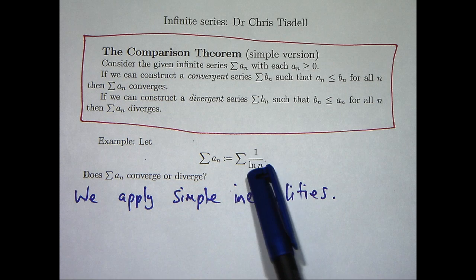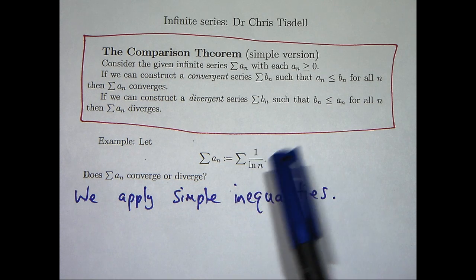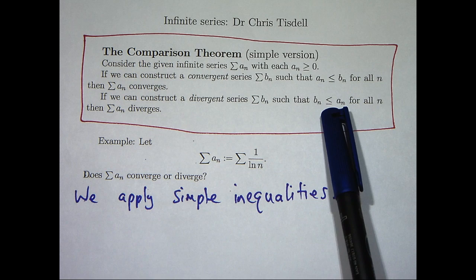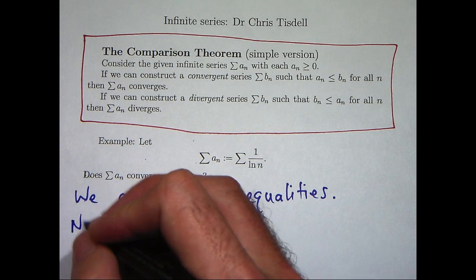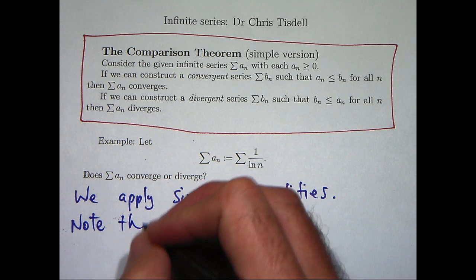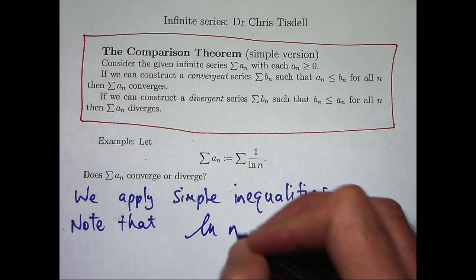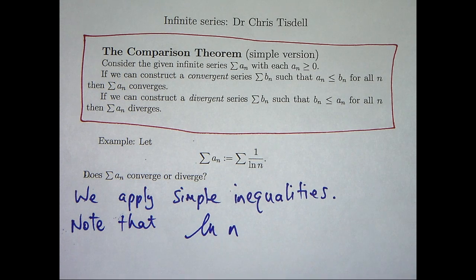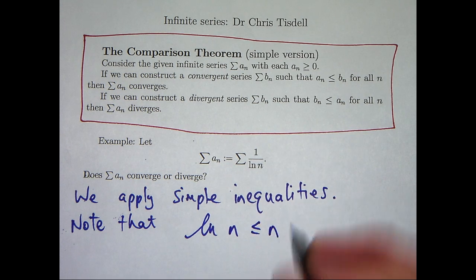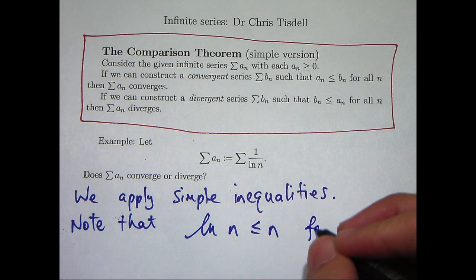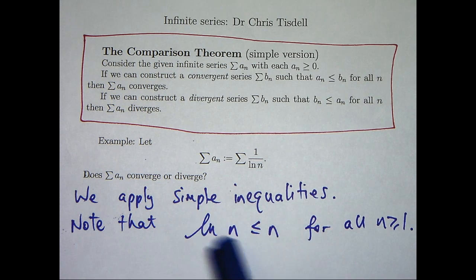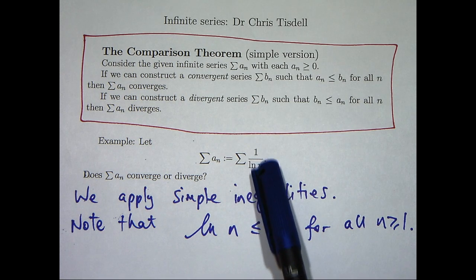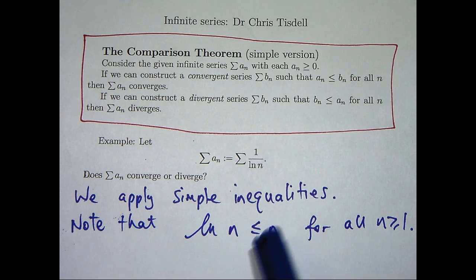And the question is, what kind of inequalities are we going to use here? That inequality will come up with something like this or something like this. Right, so let's look at log n. What simple inequalities do we know for log n? Well, a simple inequality is the following: log n is less than or equal to n for all n greater than or equal to 1. So with this simple inequality we can come up with some inequality for 1 on log n just by rearranging.